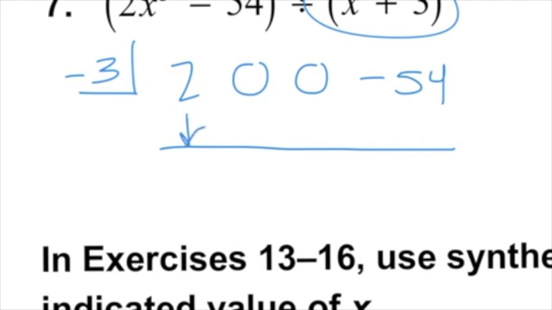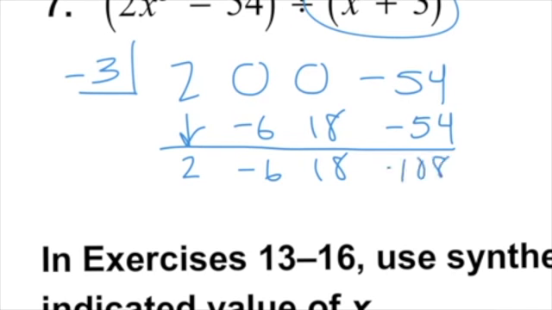Drop down your first number of 2. 2 times negative 3 is negative 6. 0 and negative 6 is negative 6. Negative 3 times negative 6 is 18. 0 and 18 is 18. 18 times negative 3 is negative 54. Negative 54 and negative 54 is negative 108. And that serves as your remainder.